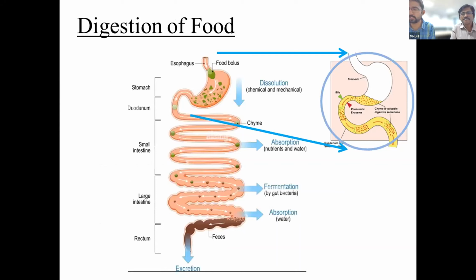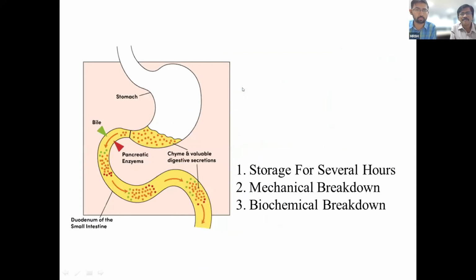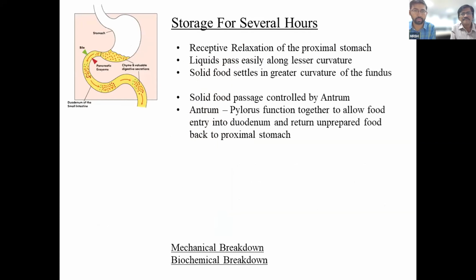Now, if we see the digestion of the food, in the initial part, from the esophagus, the food bolus comes into the stomach, and here is where the role of the stomach comes, where it prepares the food for further digestion and absorption. Now, this process has three parts. Firstly, there is the storage of the food in the stomach for several hours. There is mechanical breakdown and there is biochemical breakdown.